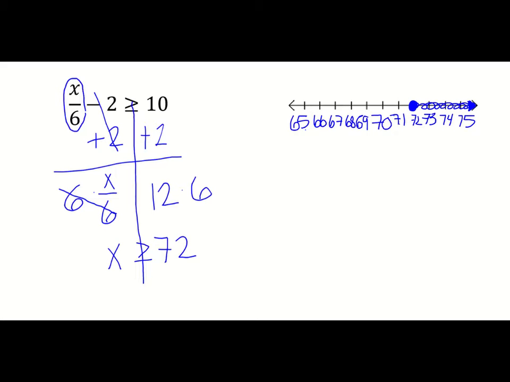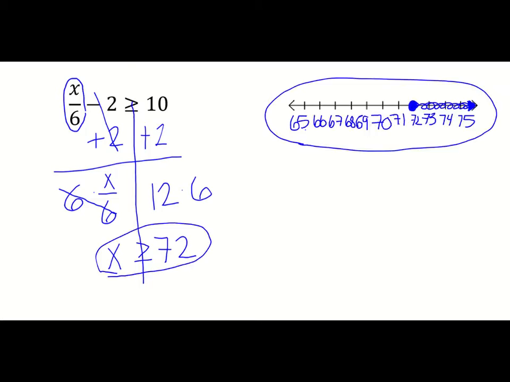So again, two-part answer here. First is our inequality statement: x is greater than or equal to 72. And then is our graph with the closed circle shaded towards the right.